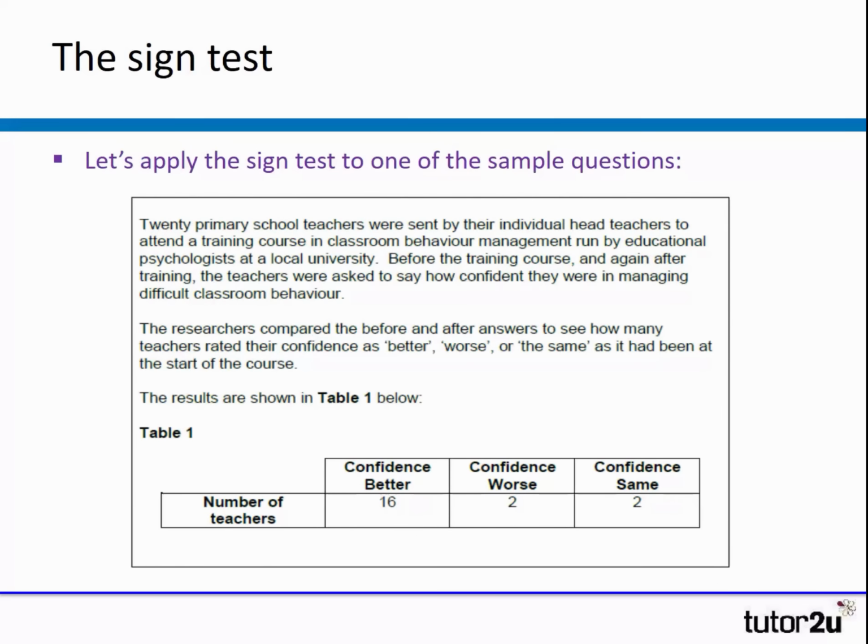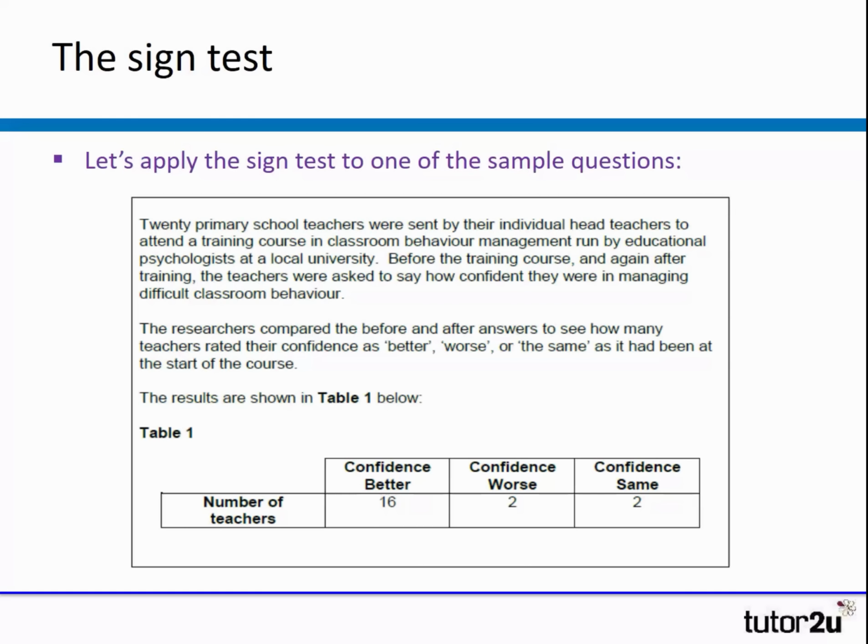Now let's put that into the context of a question that has come up in, I believe, sample paper 3. So it says here that 20 primary school teachers were sent by their individual head teacher to attend a training course in classroom behaviour management run by an educational psychologist at a local university. Before the training course and again after the training, the teachers were asked to say how confident they were in managing difficult classroom behaviour. The researchers compared the before and after scores to see how many of the teachers rated their confidence as better, worse or the same as it had been at the start of the course, and the results are shown in table 1.